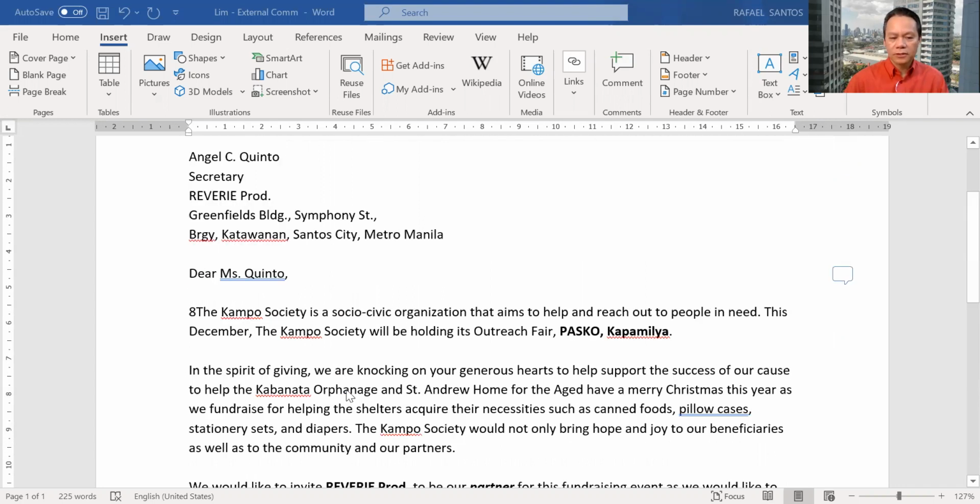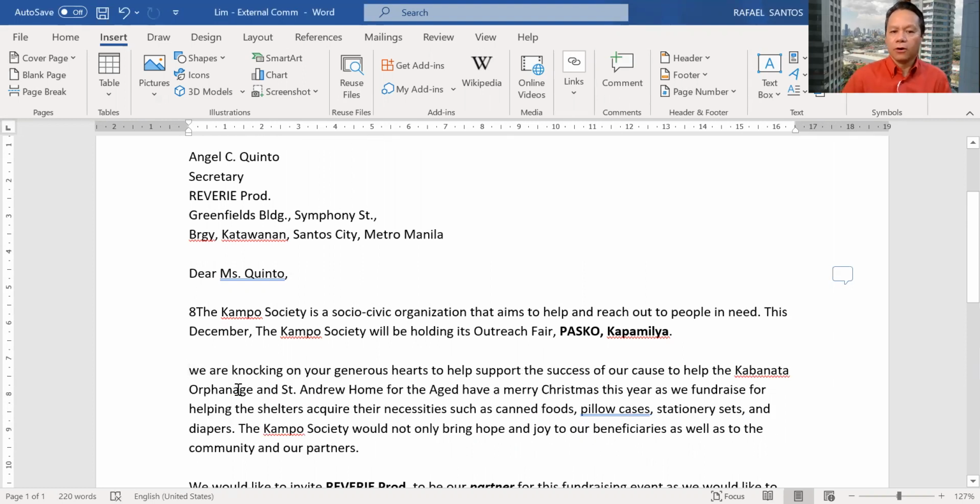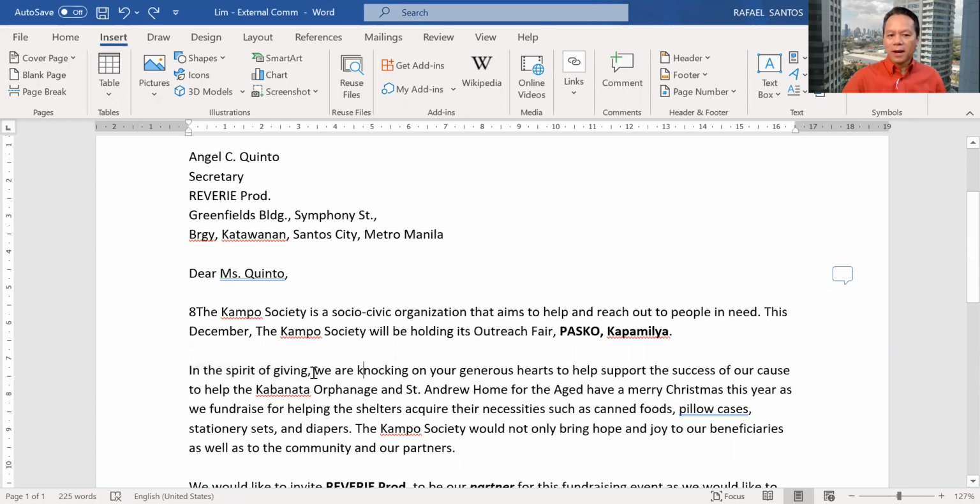Suppose we move on to the second. Now, if the sentence were to begin with the phrase, we are knocking on your generous hearts, that's also acceptable. But you notice that the writer here put in the spirit of giving. We may consider this as part of the transitional devices. This introduces the reader to something that's still connected, because remember, the person talks about Pasko or Christmas, and now that idea is being connected here in the spirit of giving, because Christmas is partly about giving. And there is also a preparation for the reader that you're connecting a particular idea, this Christmas, Pasko, Papamilya, with the next paragraph.